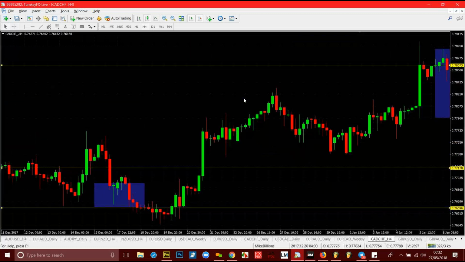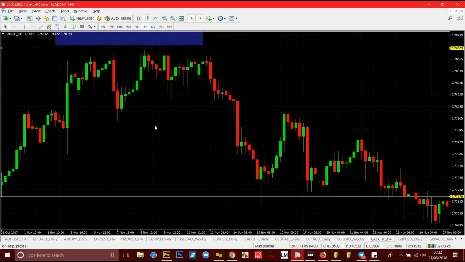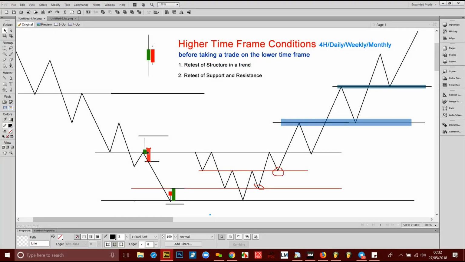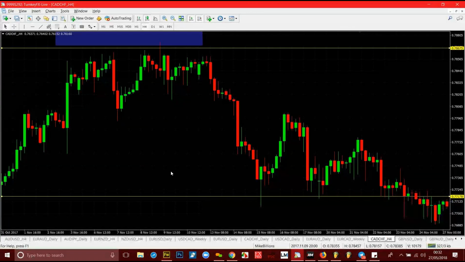Let's see. Okay, so what are we looking for right now? We're looking for this one, because it's retesting up. We're looking for a shooting star. Where is it? We're looking for a shooting star. Can we find any shooting star around here?